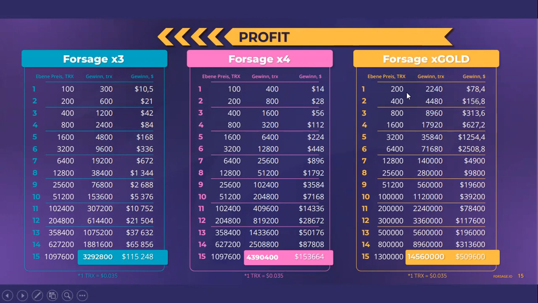And for X Gold, this is the winner. We love X Gold. You buy the slot for 200 tronics, and you will earn one cycle 2,240, which is equivalent to $78.40. And up to level 15, one cycle, you can earn as much as $509,600. So what are you waiting for? You need to join us today. Forsage.io has the recipe, the formula for success, and you will not regret a single day or a single minute for joining us, right?